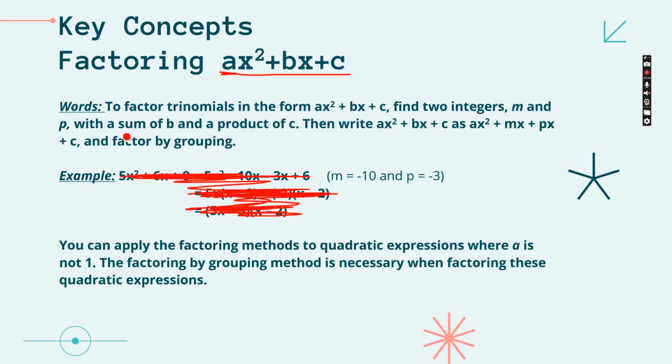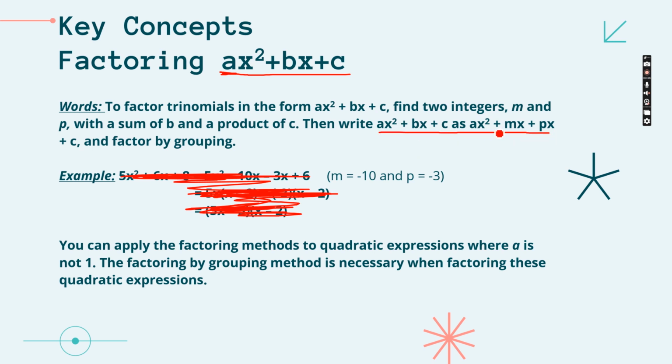But in general, all we need to know is that we want to factor trinomials in the form ax squared plus bx plus c while finding two integers m and p with a sum that creates our b term and a product that creates our c term. And then we write it out as this.